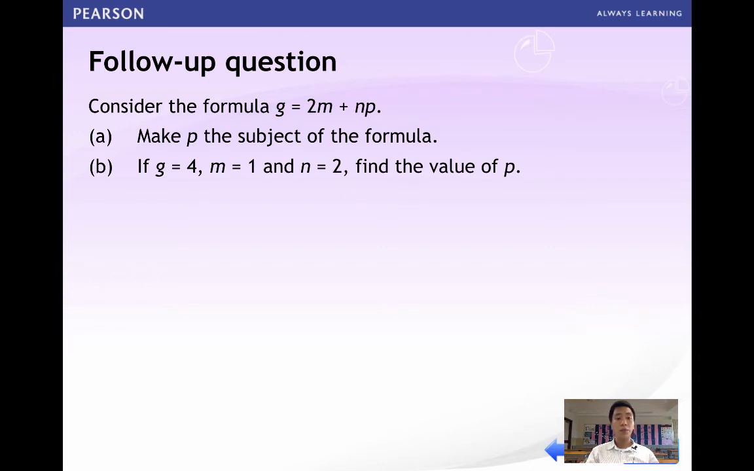Okay, look at these follow-up questions. Part A, we have to make P the subject of the formula. And then for part B, we will do the method of substitution to find P.